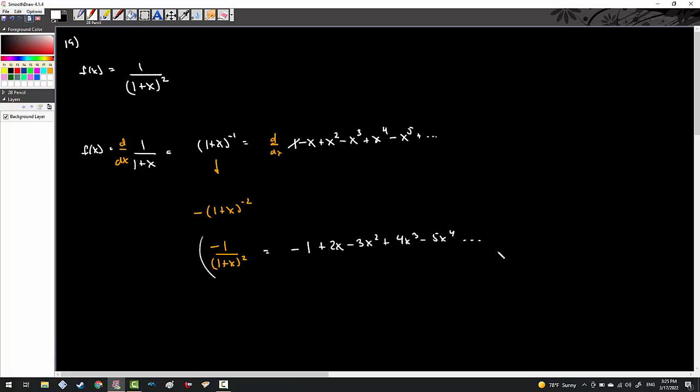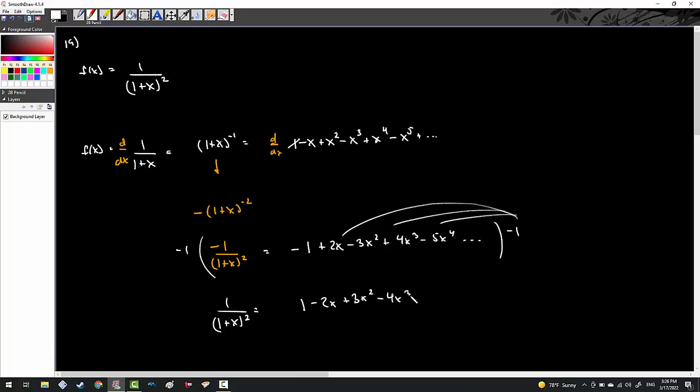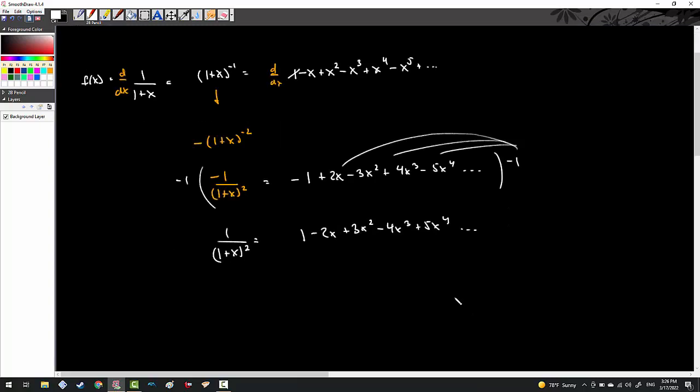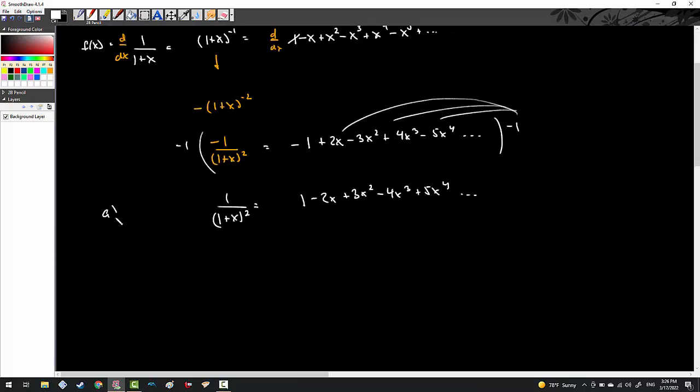So what I'm going to do to get what they want is multiply both sides by negative 1, giving me 1 over (1 plus x) squared equaling... All the signs here are going to change, remember, because I'm multiplying both sides by negative 1. It's just like an equation, right? What I do to one side, I have to do to the other. So now I have 1 minus 2x plus 3x squared minus 4x cubed plus 5x to the fourth, and so on. Okay, so I have just completed A. I have now done the power series for 1 over (1 plus x) squared. Hopefully that makes sense.